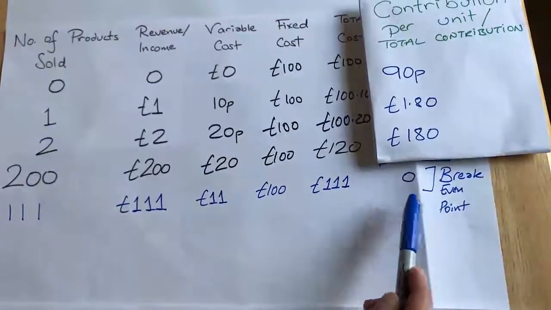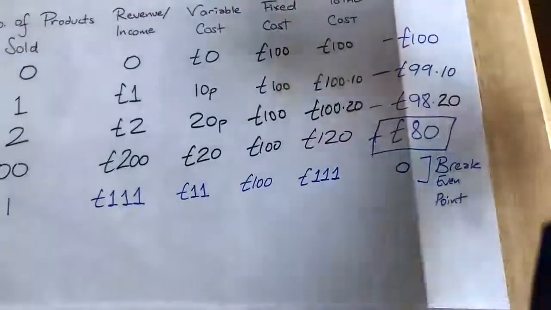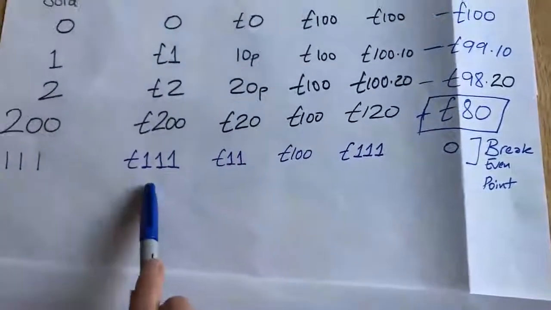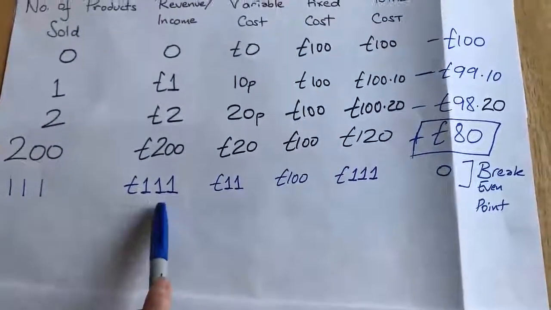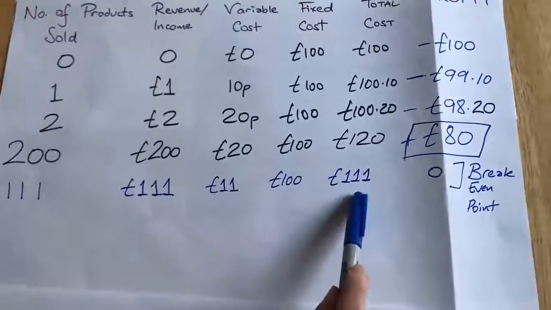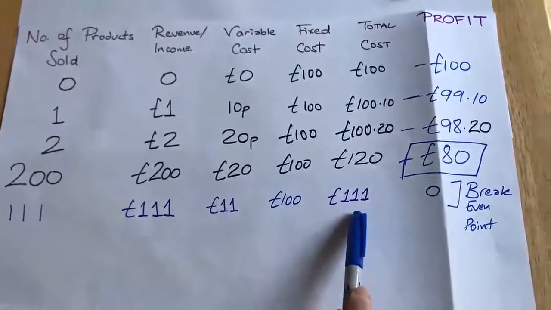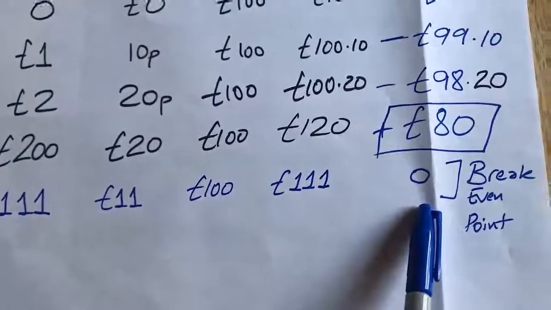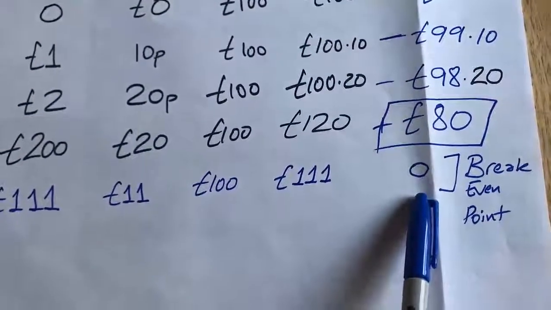So how do we work out profit? Well, like we did above, it's revenue minus your total cost. Our revenue is £111 minus our cost, which is also £111. So it's 0, which means we've not made any profit, but we've not made a loss either.